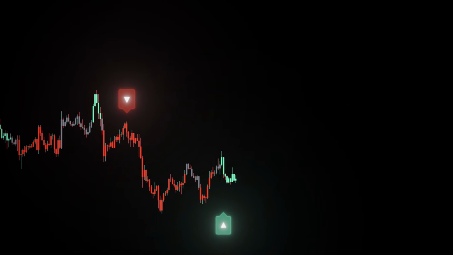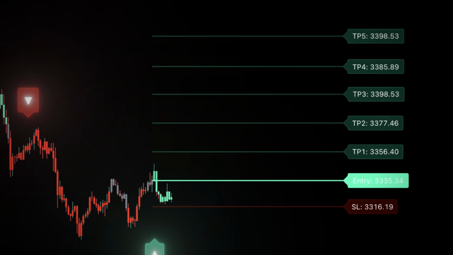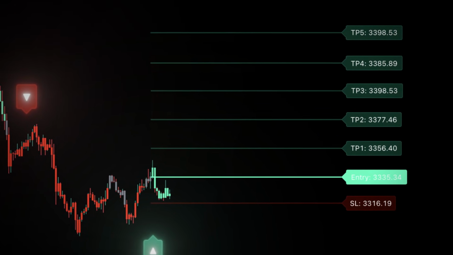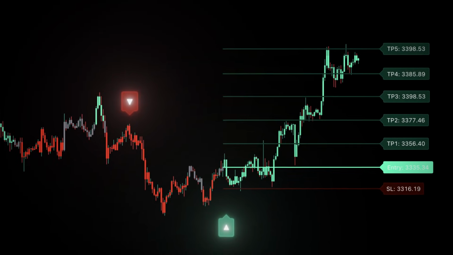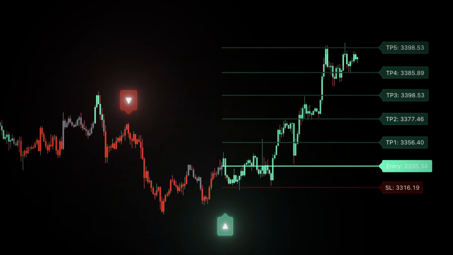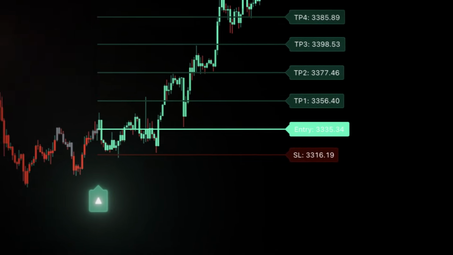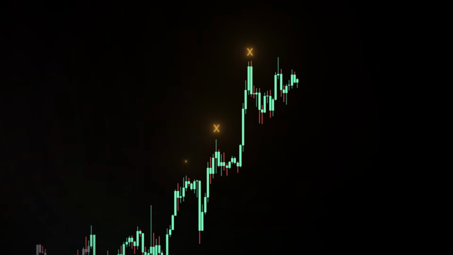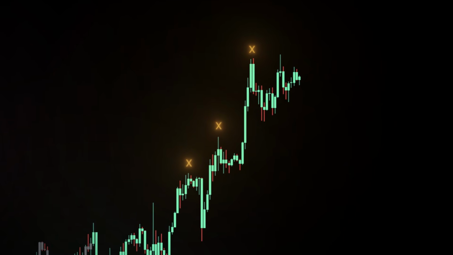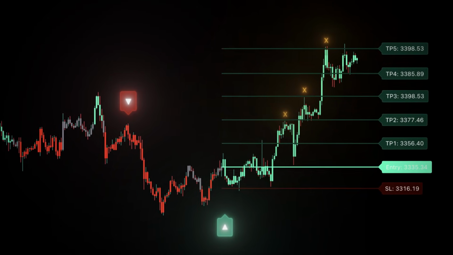As soon as a signal appears, bullish or bearish, the system generates a full trade layout. Entry level, stop loss, and up to 5 take profit levels are plotted instantly on your chart. These levels are based on current volatility, not static rules, so they adjust to market conditions. Labels appear at each level, and the space between them is color-coded to show your risk and reward visually. Red zone for stop loss, green zone for profit. You'll also see orange X's show up at key points.